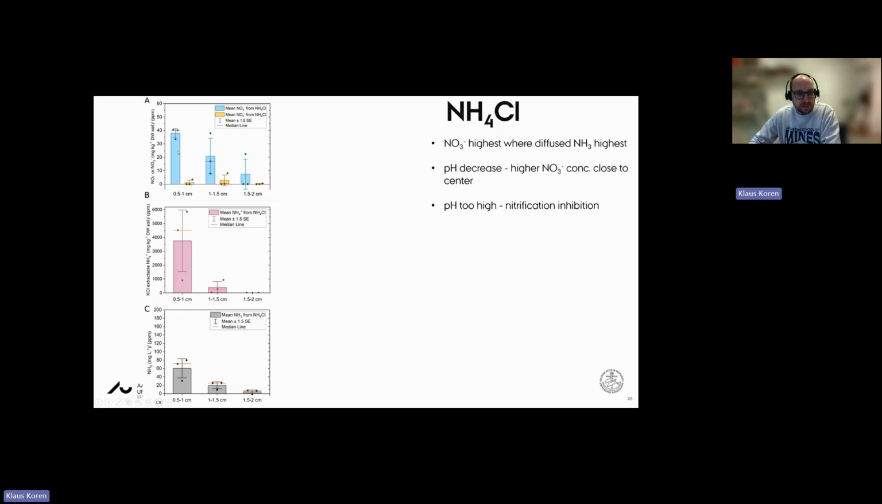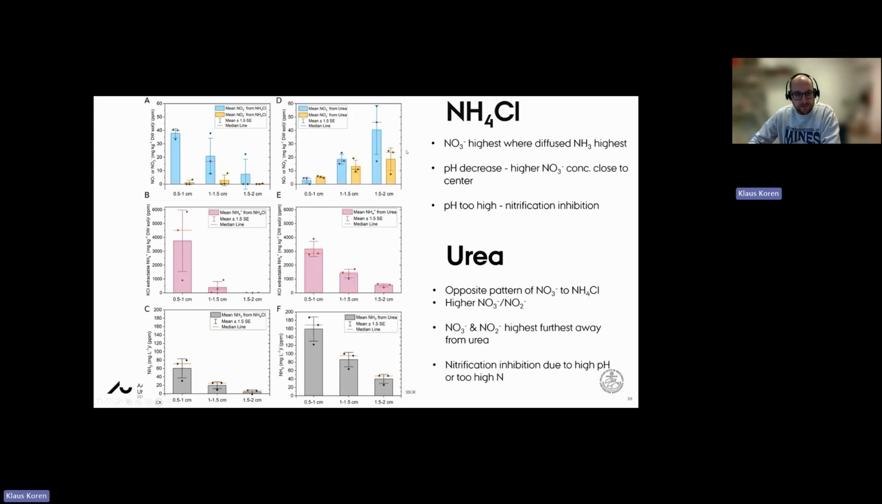You can see that most of the nitrate and nitrite is close to where we deployed the fertilizer, while for the urea it's the opposite. So there's a lot of nitrate formed further away, which makes sense because it's two different types of diffusion. So we can really get an understanding of how the nitrogen goes into the system from a local point source, like fertilizer.